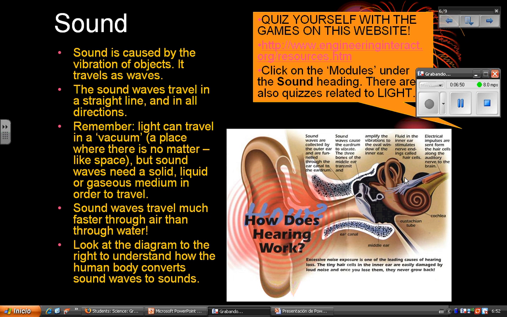Fluid in the inner ear stimulates nerve endings called hair cells. Electrical impulses are sent from the hair cells along the auditory nerve to the brain. Remember, excessive noise exposure is one of the leading causes of hearing loss. The tiny hair cells in the inner ear are easily damaged by loud noise, and once you lose them, they never grow back.